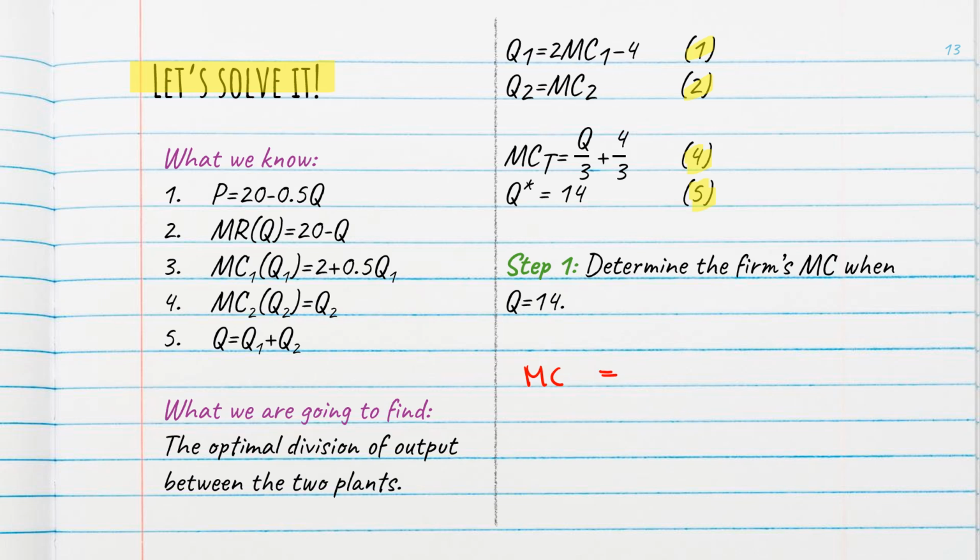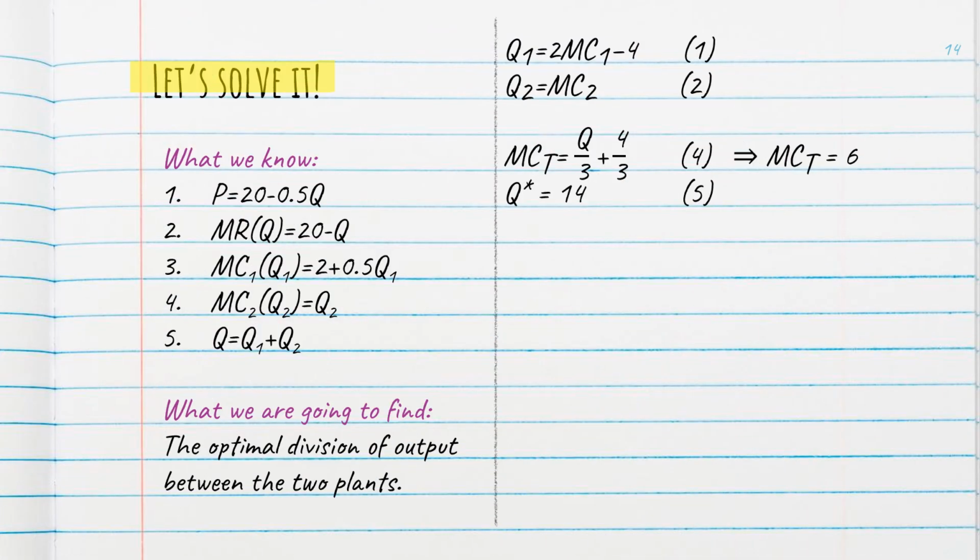So marginal cost is equal to 14 divided by 3 plus 4 divided by 3. Don't get confused and think this is going to be a fraction. Instead, notice that they have a common denominator. So we can write this as 18 over 3, which is of course equal to 6. So the marginal cost for this firm of producing 14 units is $6. And we now need to make sure that plant 1 and plant 2 also have a marginal cost of $6.